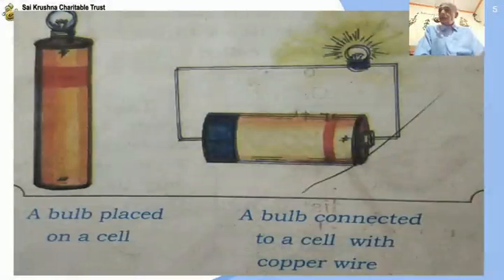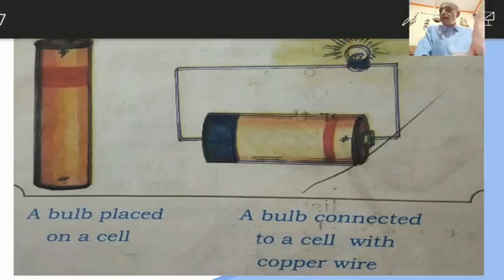Okay. See, here is the figure. In the first picture, we have only the source, that is the cell, and we have placed the bulb on the cell without any connection. We have not connected anything. So the bulb does not glow. So here is the picture showing us the cell and the bulb on top. Now let us see the second figure.